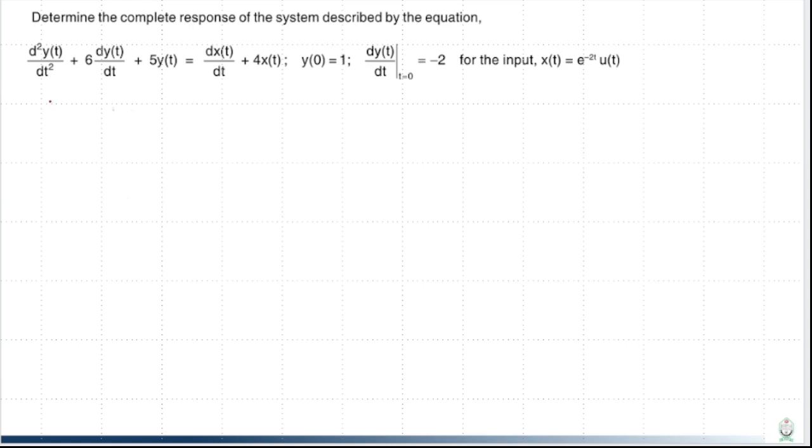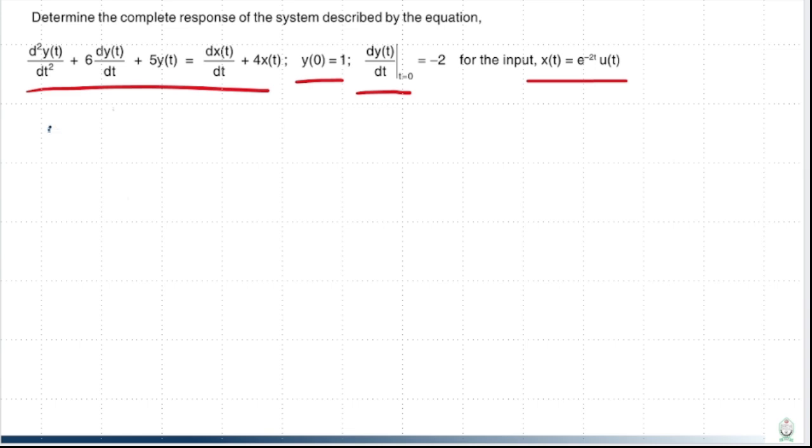In this part of the lecture, we will go through a constant coefficient differential equation given to us. We will try to solve it using the knowledge that we have gathered so far. As you can see, in this equation, we have both the input and output part given to us, and some initial conditions are given, and some input is given.